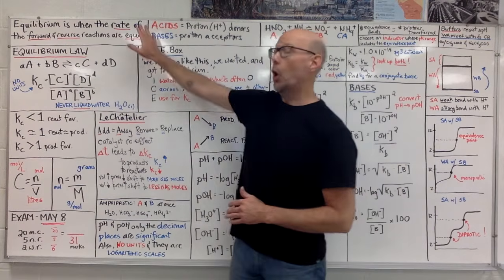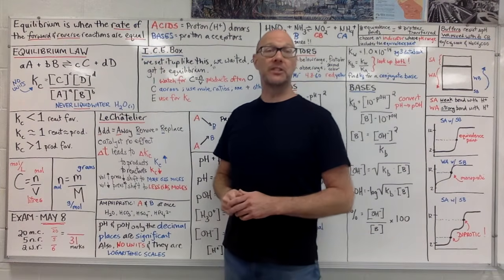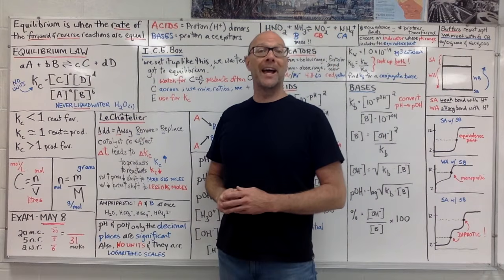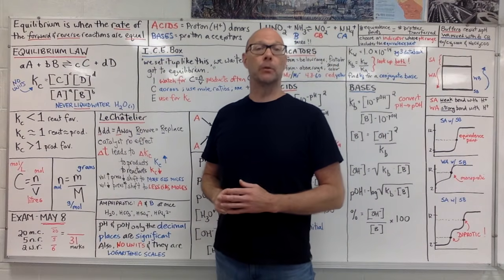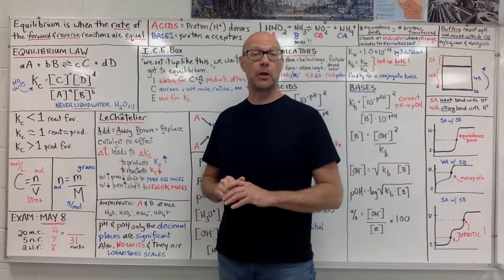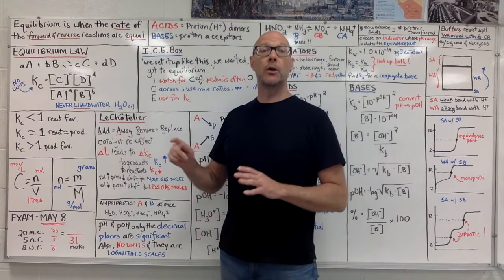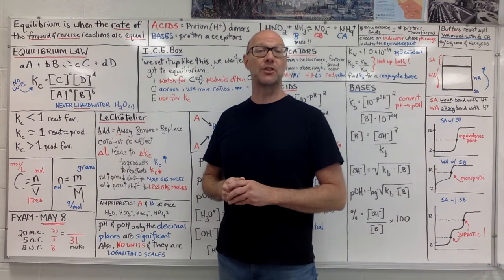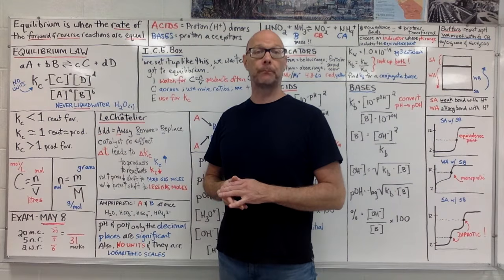We started with the definition of equilibrium itself. Equilibrium is when the rate of the forward and reverse reactions are equal. It has nothing to do with the concentration of reactants compared to products. It's all about the rate of the forward and reverse reactions. How fast the reactions are happening is equal.